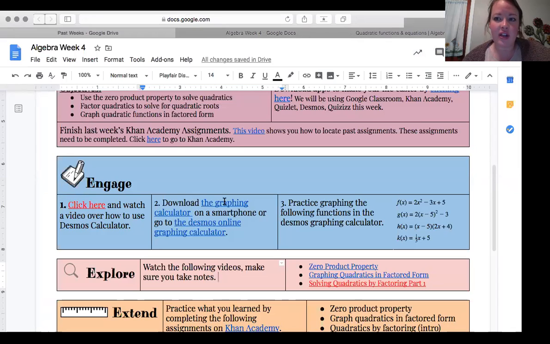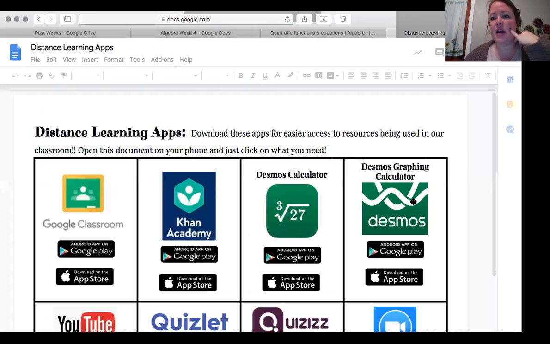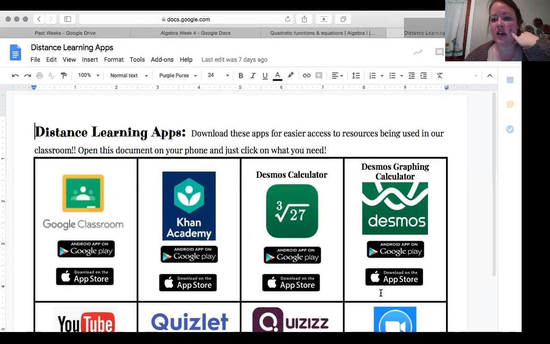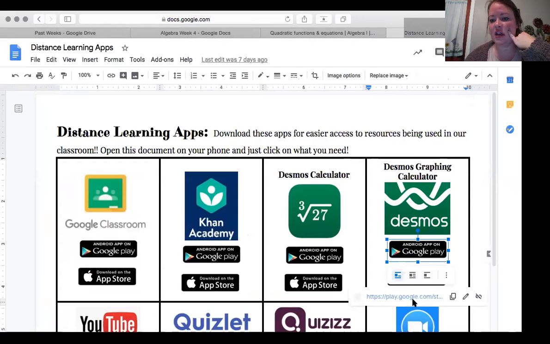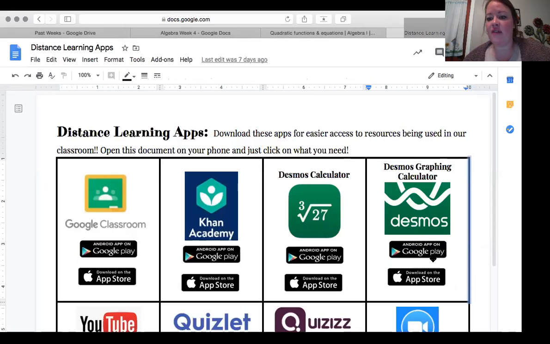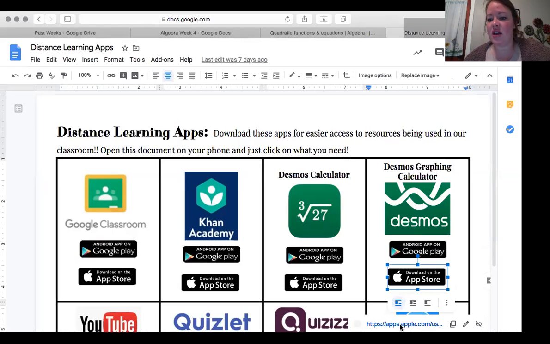There's two different things you could do if you are wanting to use your phone to do this. You can click on graphing calculator here and download the app for Desmos right here. If you're on an Android, you can click this link right here and it'll open up the page to download the graphing calculator, or you can click this link right here if you're an Apple user. And those will download straight to your phone.